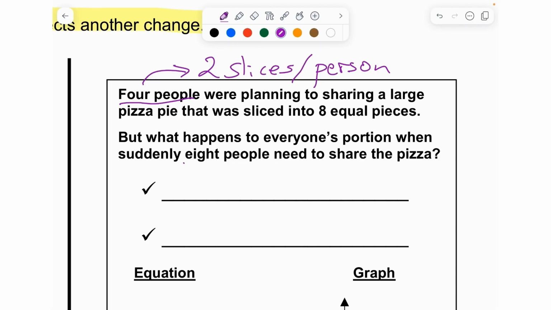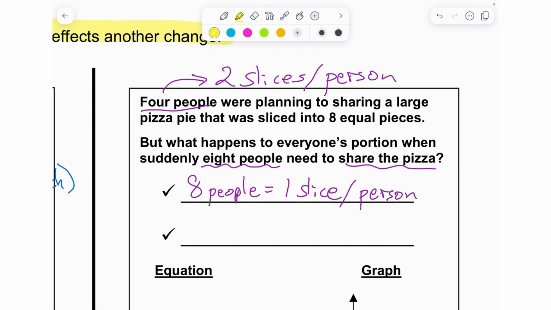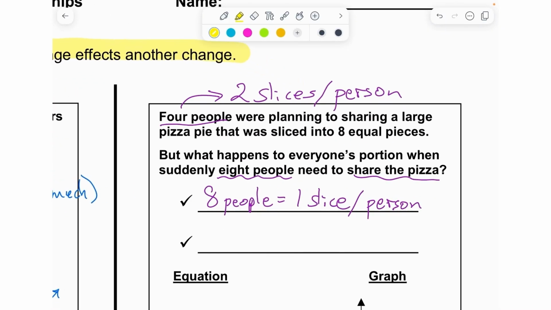Until suddenly 8 people need to share the pizza. They're still sharing 1 pizza, so now 8 people are going to share the same pizza. And, oh man, only 1 slice per person. Definitely going to have to order another pizza or more. What we want to realize is how one change affects another change.